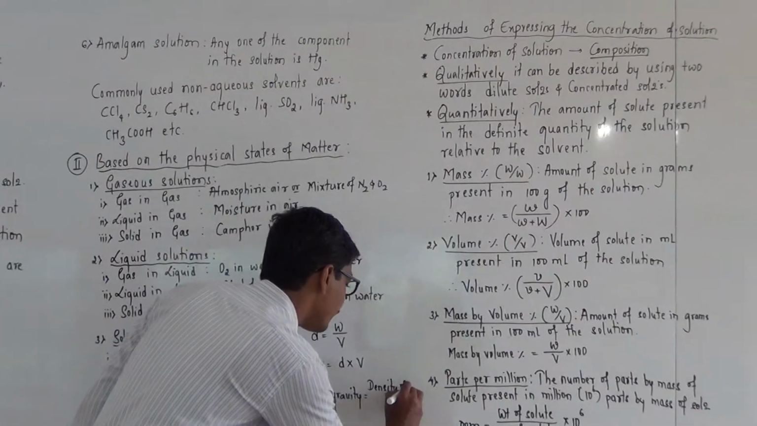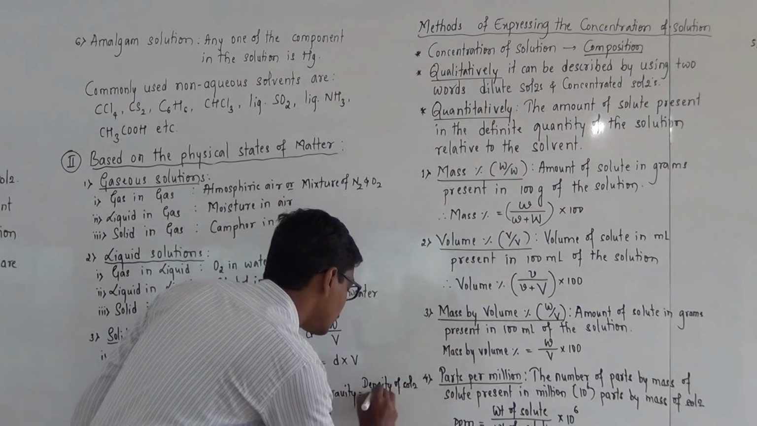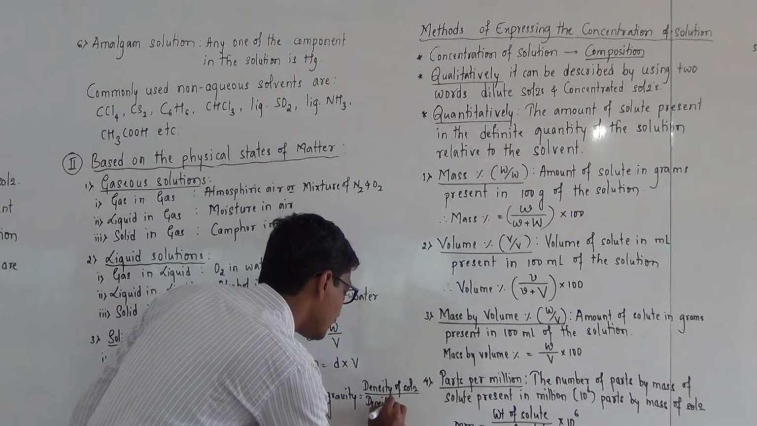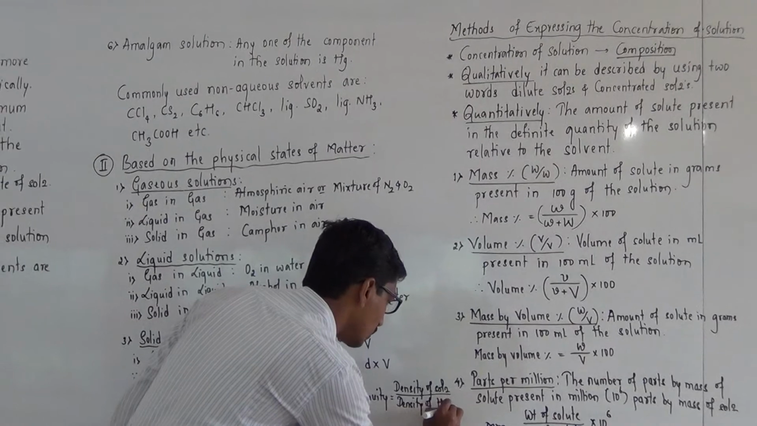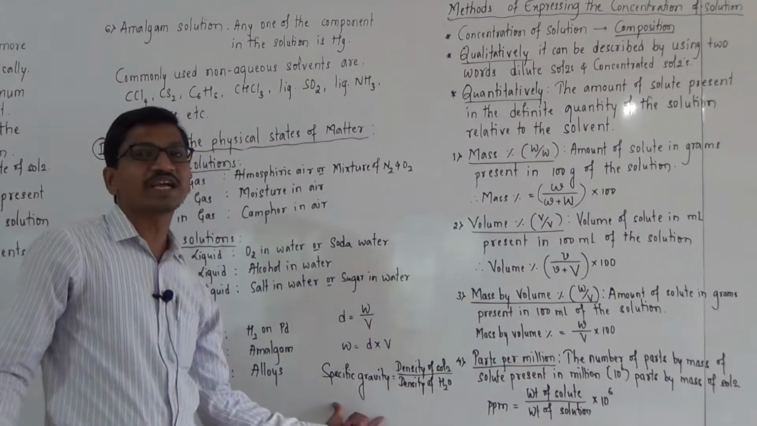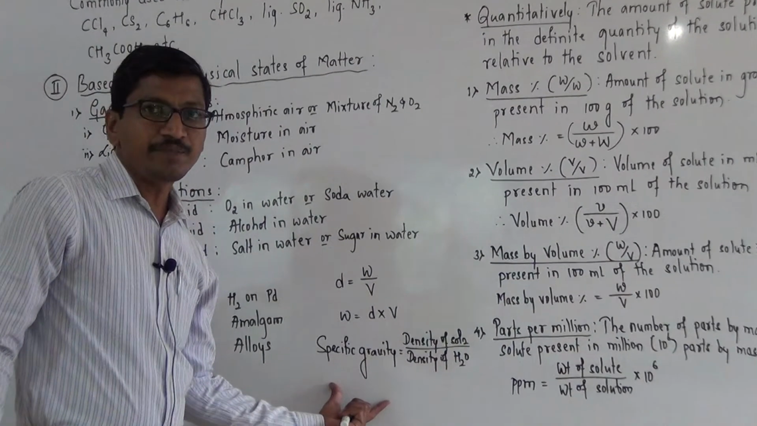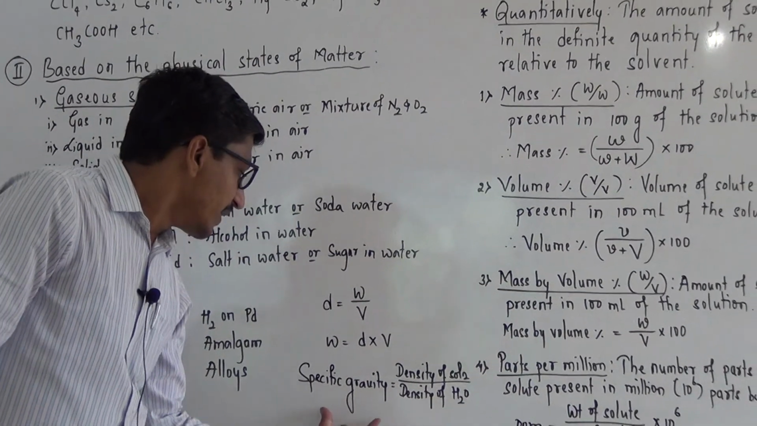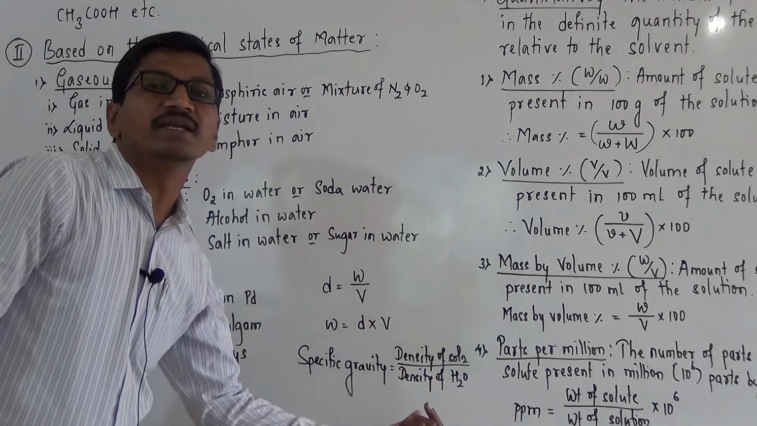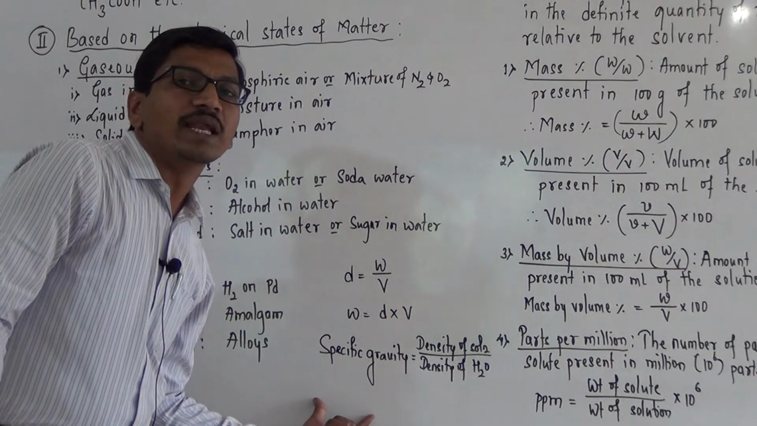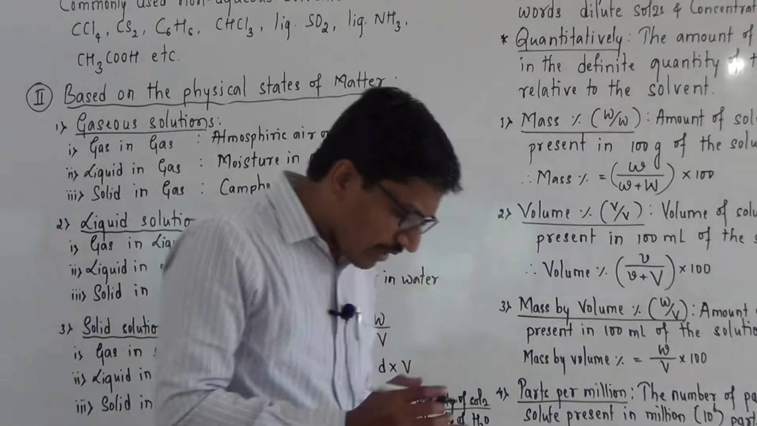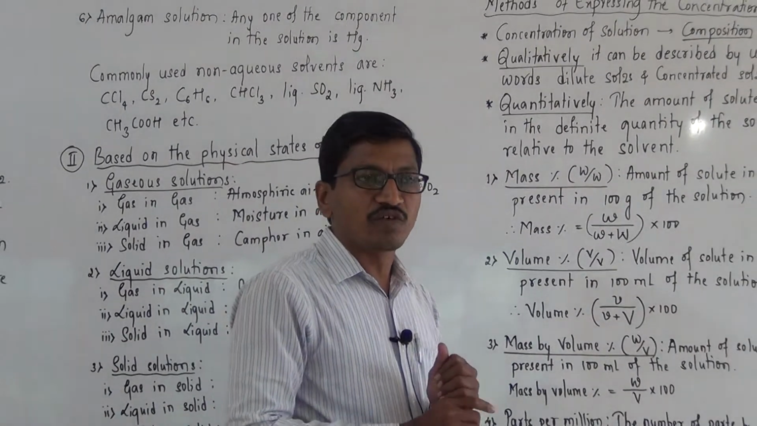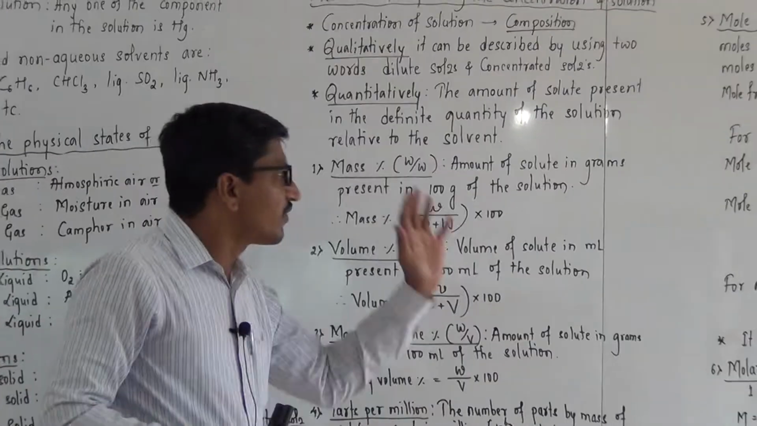Density of solution divided by density of water is nothing but specific gravity, and it is also called relative density, and it has no unit. Density by density, it is a unitless quantity. Next, coming to methods for expressing the concentration in different ways.